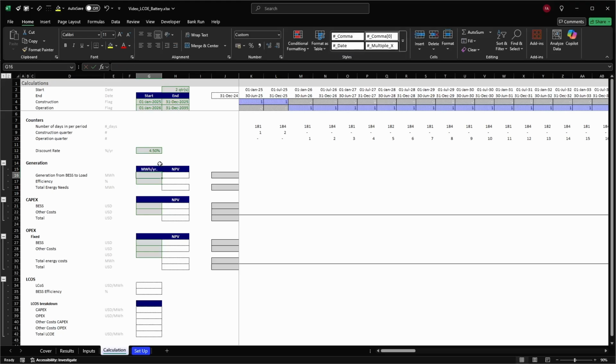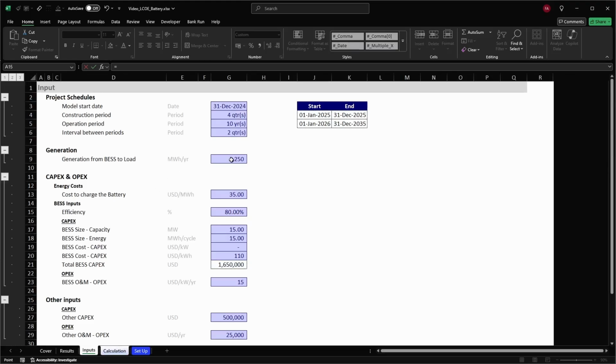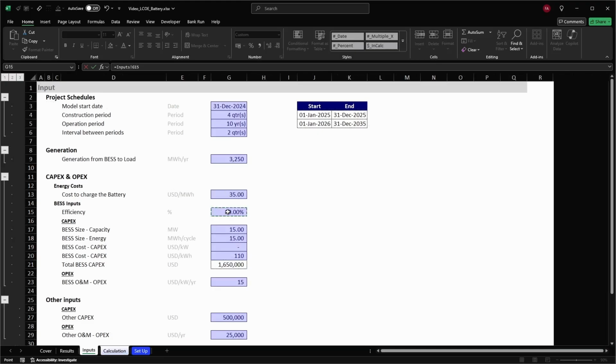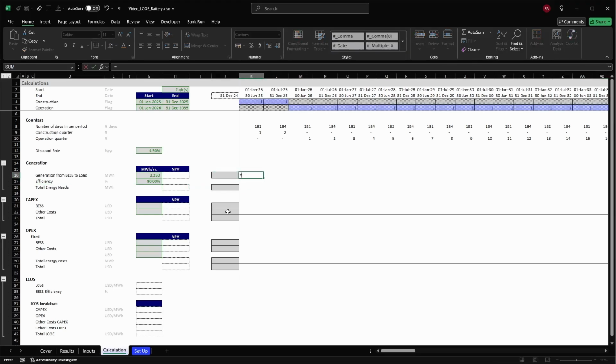Okay, so what we're going to have here, I'm going to have a megawatt hour per year. Generation from battery to load, we have that number, and this number is up over here. There we go. Then we have our efficiency, which is over here. So basically I want to calculate what is our total energy needs. I'm going to say that this number here is going to be equals to this. Remember, we have megawatt per year, so I'm going to press F4 3 times here just to fix it correctly.